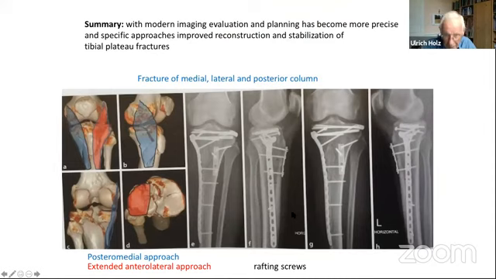Or here, with this complex injury, I think with modern imaging, the evaluation and planning has become more precise, and specific approaches improved the reconstruction and the stabilization of the plateau fractures. Thank you for your attention.